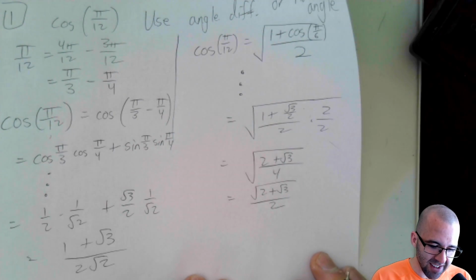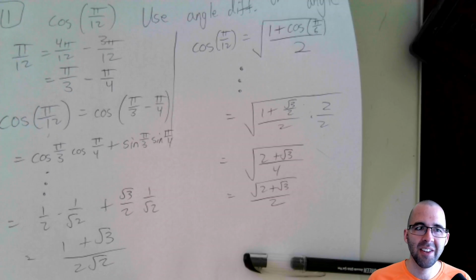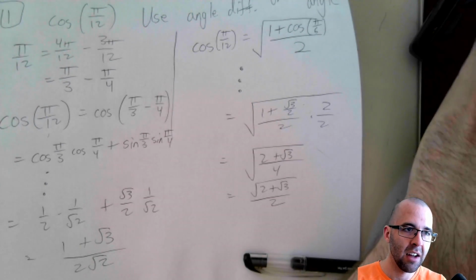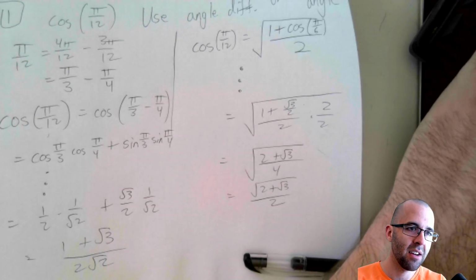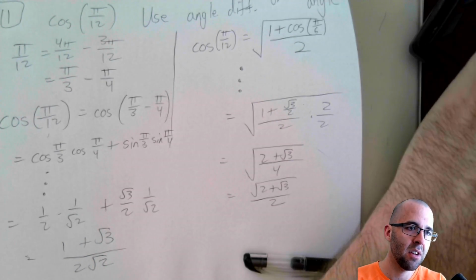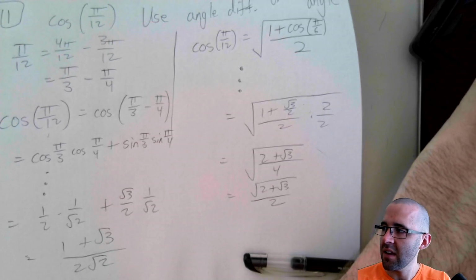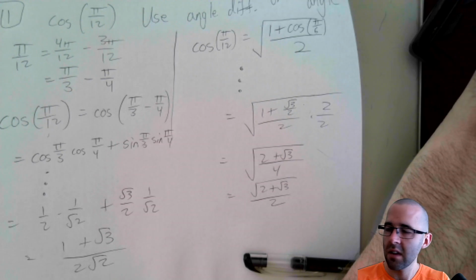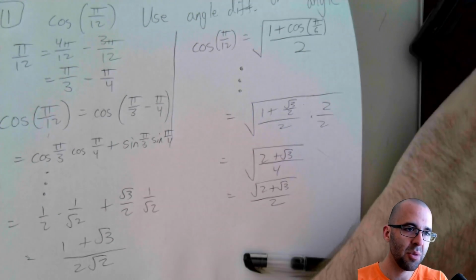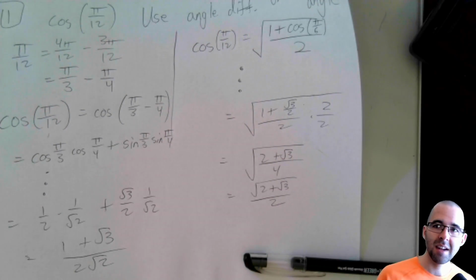Are these the same answer? It should be, right? Let me just double check. 1 plus square root of 3 divided by 2 square root of 2. That's about 0.96. The other one is the square root of 2 plus the square root of 3 divided by 2. Yeah, they're the same answer.